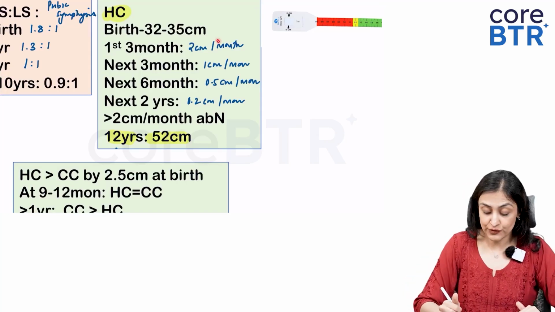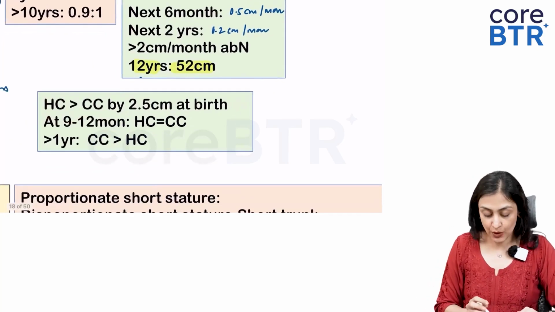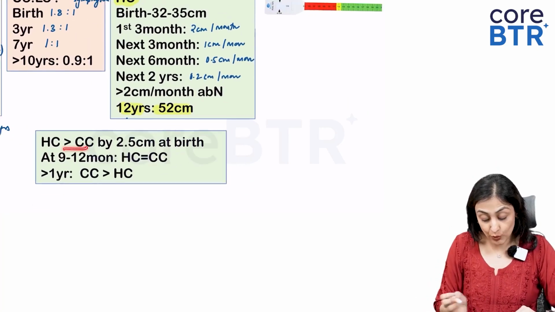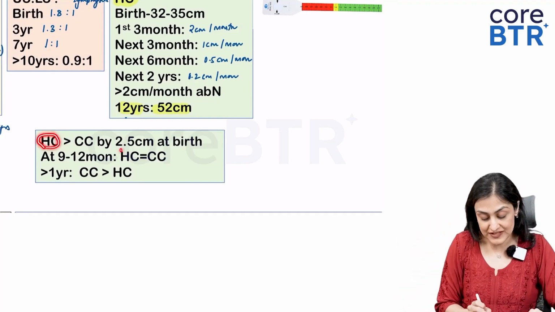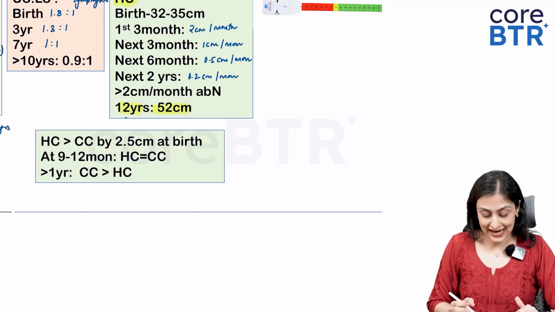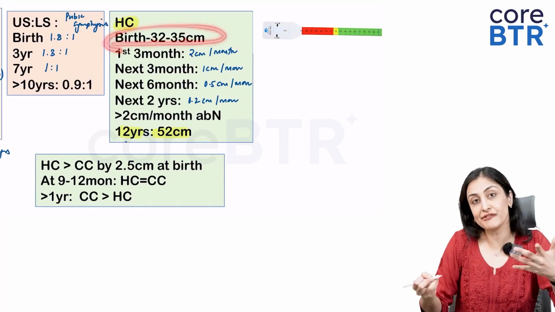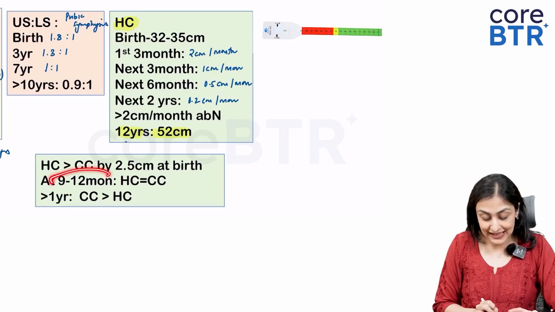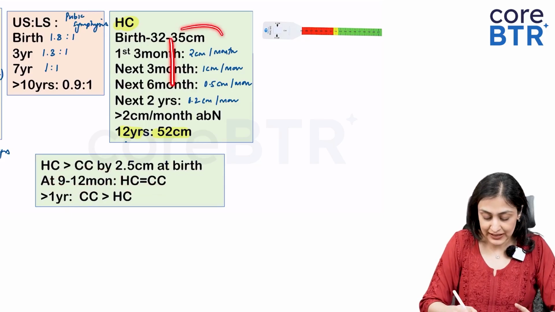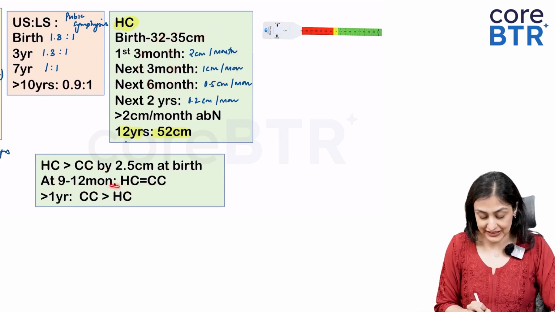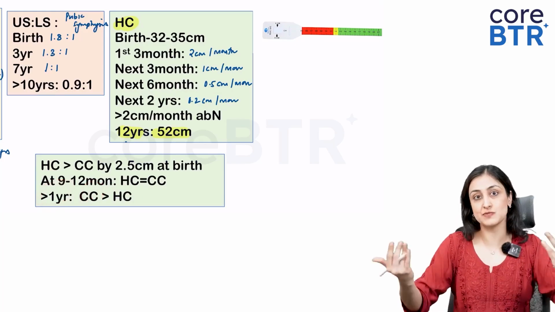The advantage of remembering this is you can also remember chest circumference. How? Head circumference is more than chest circumference. You know, the head is the biggest part at birth. So head circumference is higher by 2.5 at birth. That also tells you that chest circumference at birth is 32 to 35 minus 2.5. At 9 to 12 months, it becomes equal. So we can calculate the head circumference at 1 year, and that's the chest circumference at 1 year. And after that, the chest circumference keeps on increasing.